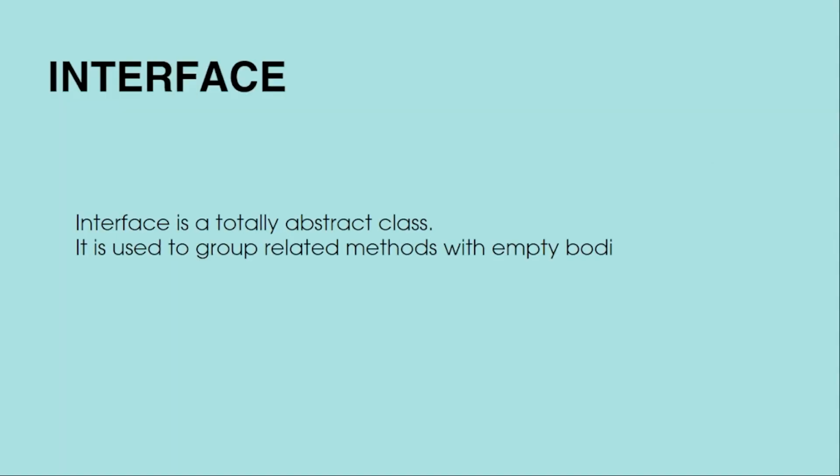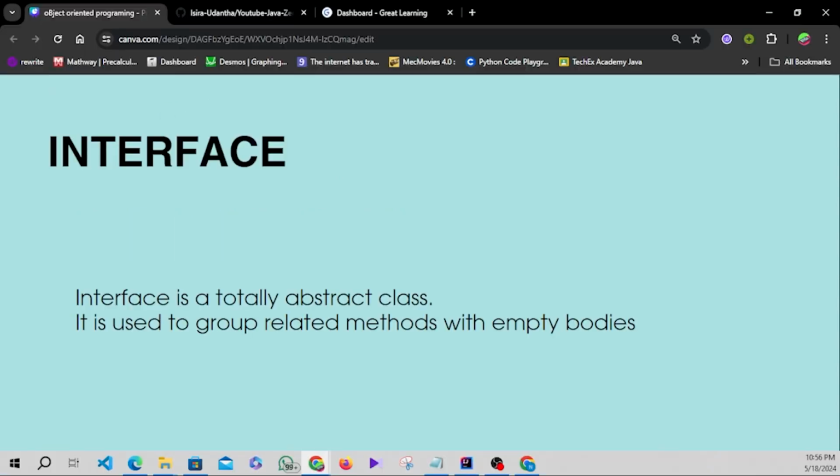Interfaces. Earlier, we explained what an abstract class is. But an interface is a completely abstract class, and it is used to group related methods with empty bodies. Now let's move into our code and clarify what an interface is.